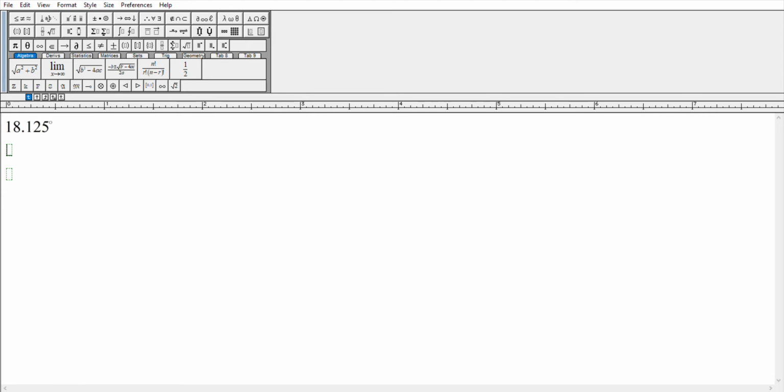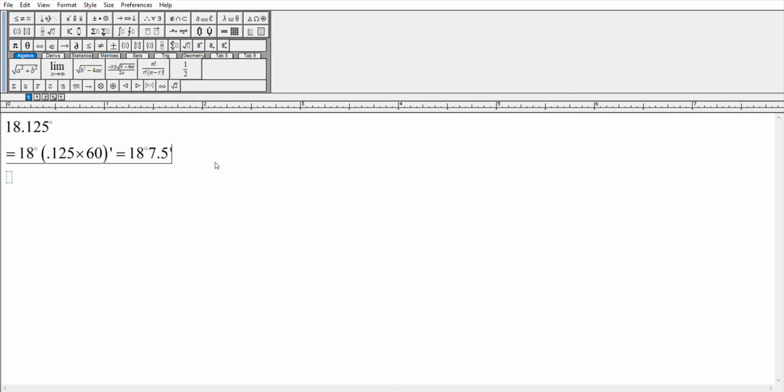The first thing I would do is take the decimal part only and multiply it by 60. You can see I leave the 18 degrees, that's already done. I take 0.125 and multiply it by 60 in my calculator, and the answer I get is 7.5. So that gives me the minutes. Now I have 18 degrees and 7.5 minutes.